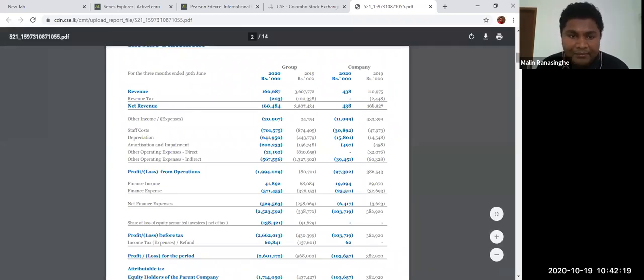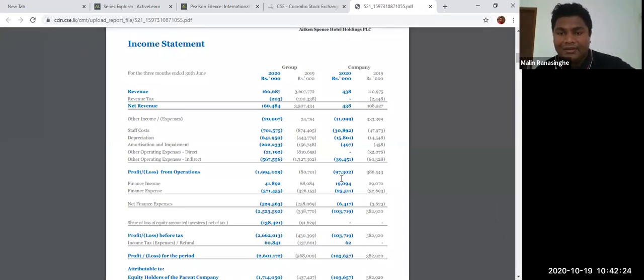Now look at the profit and loss of operation. Loss, huge loss. How much? Total loss, 97 million loss. Right? Last year, even though there was the Easter attack, everything was there, at that time they made 386 million. Because tourists came at the end. But here, 97 million loss. The income wise, it's very funny income. 438,000. It's rupees in 1,000 values. Not even 5 lakhs. And look at the final everything and the operating expenses.